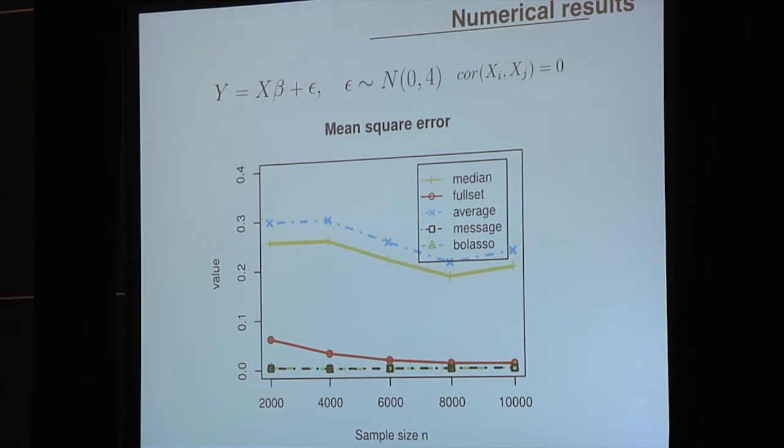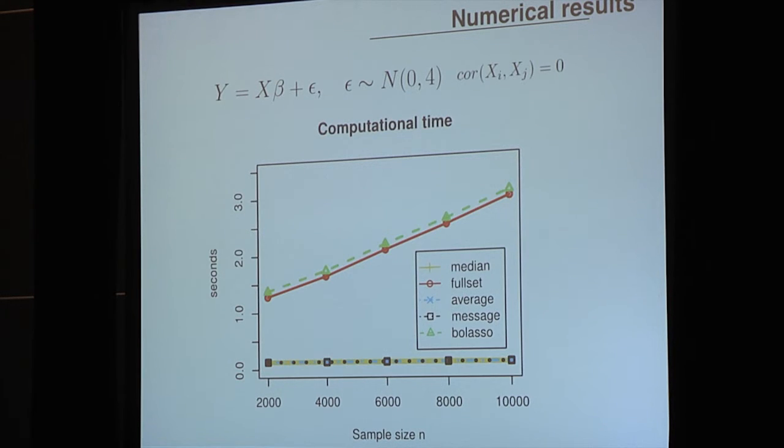And second, we are also looking at the mean square error. That is, you take your estimated beta minus the true beta value, square it, and see the result. Here, we can also see message and bootstrap Lasso are better than the full set and are even better than the median and average methods.